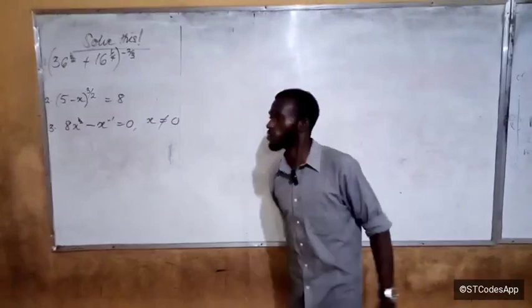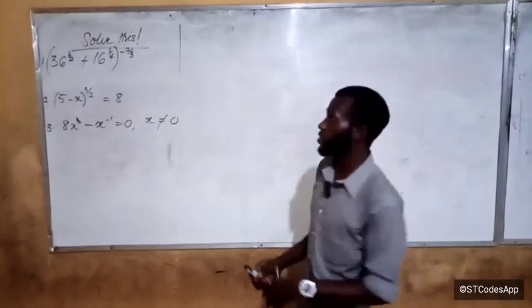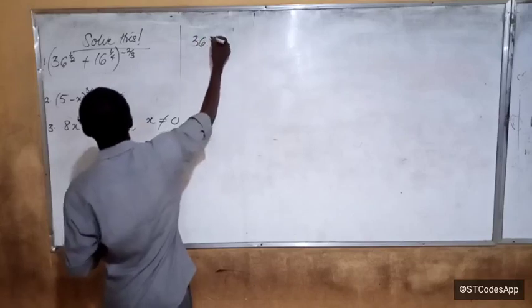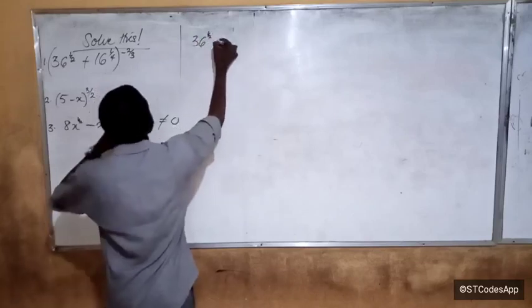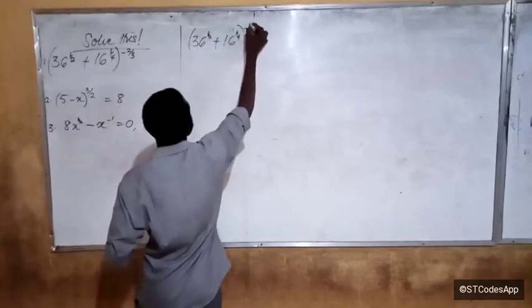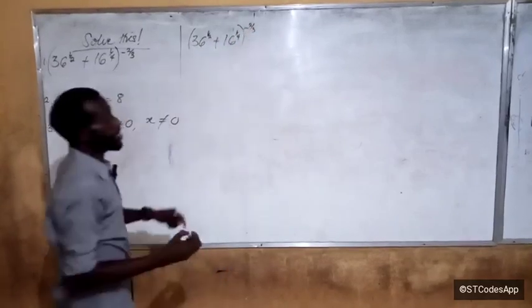Let us attempt these questions. They look technical, but I promise you they are not. All right, number one says that (36^(1/2) + 16^(1/4))^(-2/3). All right, so what do we do?